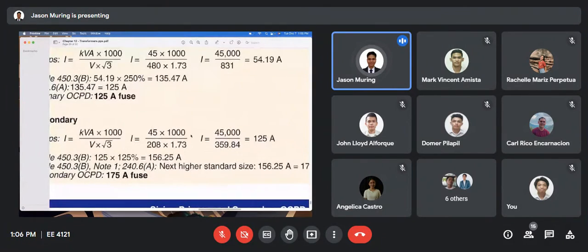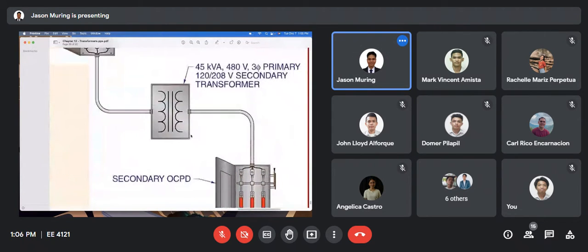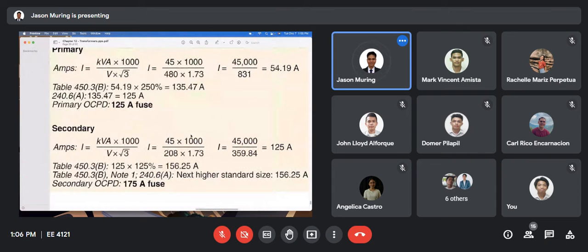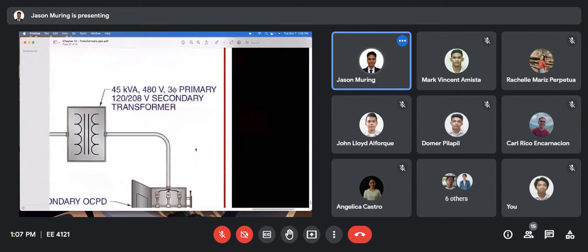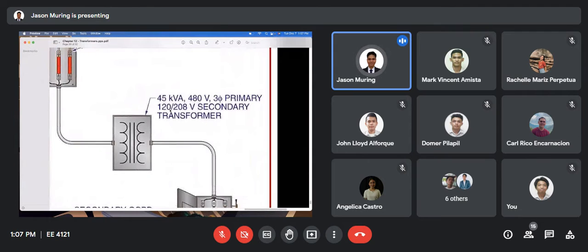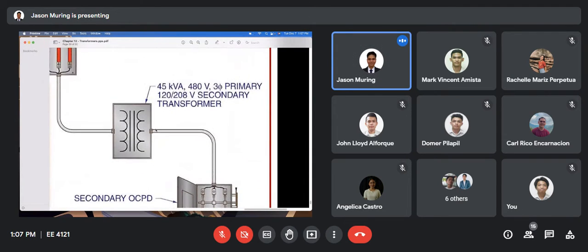Okay, then how about here? So for the secondary, probably the same plan, no? So 480, probably this is 480, 208. So 480 divided by square root of 3 is 277.7. Primary, secondary, 120 times square root of 3, 208. So that's right.